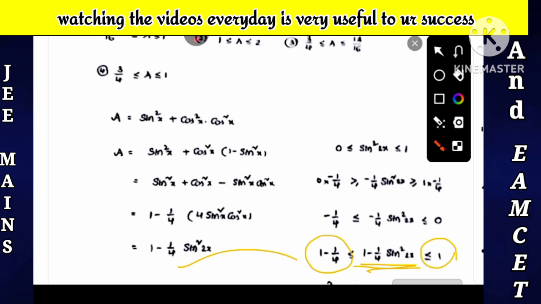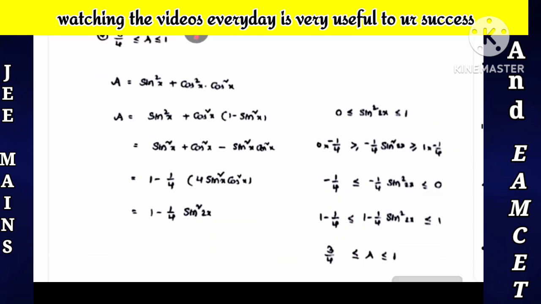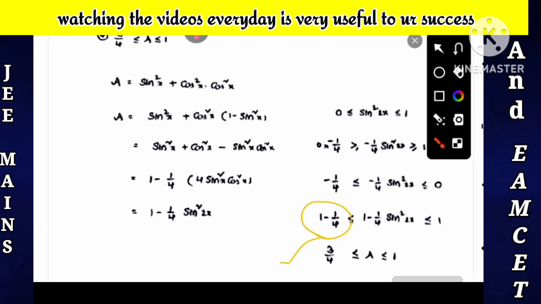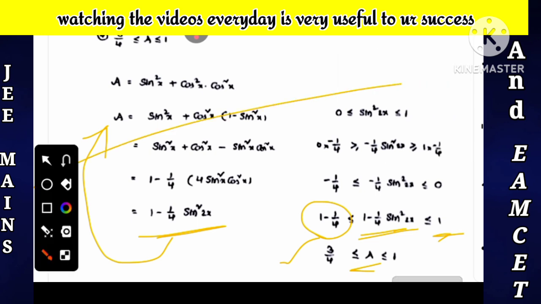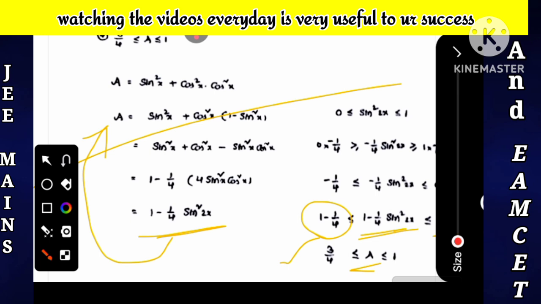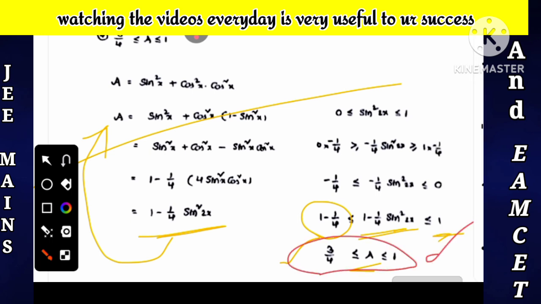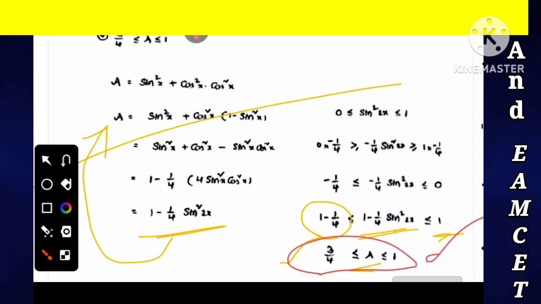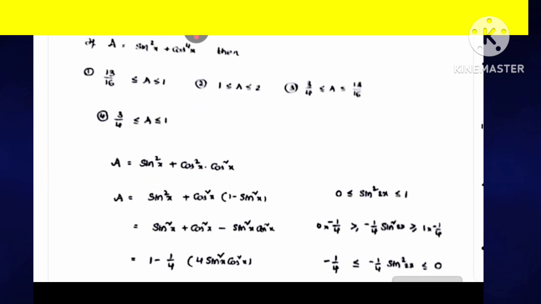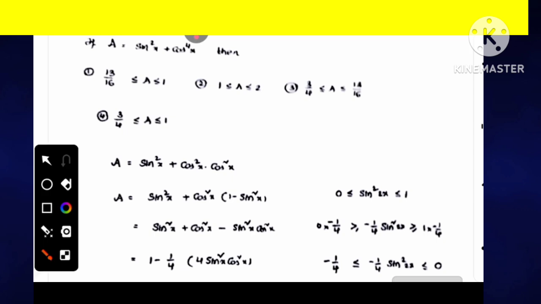Adding 1 to this inequality, see here 1 minus 1/4 is equal to 3/4. 1 minus 1/4 sin²2x is nothing but A here, and 0 plus 1 is equal to 1 here. So finally you get the range of the function as 3/4 is less than or equal to A, which is less than or equal to 1. Do you all understand? Very easy question. Direct IP here, using only the IP related formulas to solve this question, but this is a JEE Mains previous problem.